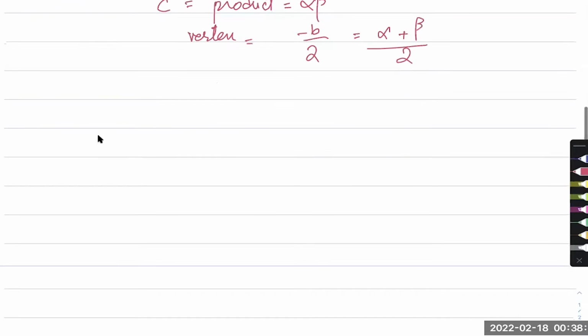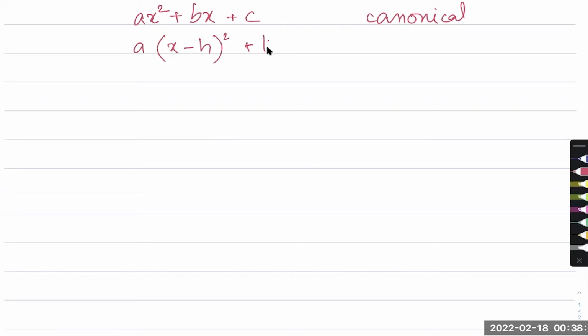The next thing is that a quadratic equation can have different forms. There is one form which is called the canonical form. And then there is this form, x minus h whole square plus k. And then there is this form, which is x minus alpha, x minus beta. This one is called the completed square form, or we also call it the vertex form. And this one is called the root form.